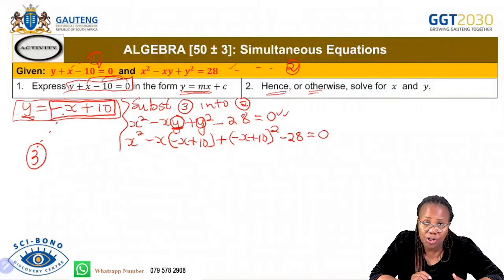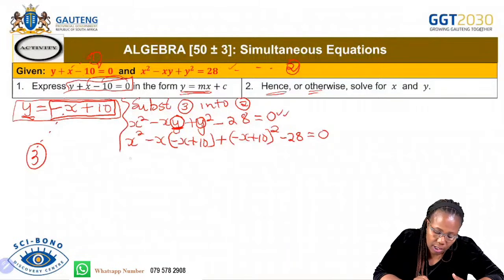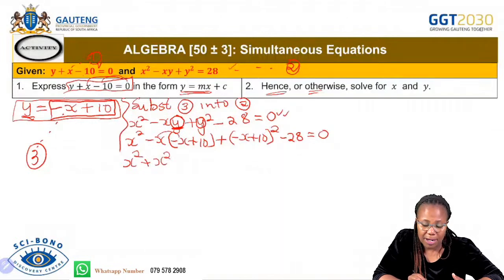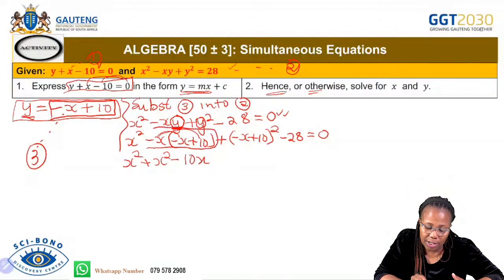Okay, now we are removing the bracket. After substitution, remove the bracket. Simplify your bracket. And then this is x squared. And then it's minus x times minus x. That is positive x squared. The minus x times 10. That is minus 10x. We are done with this product here.